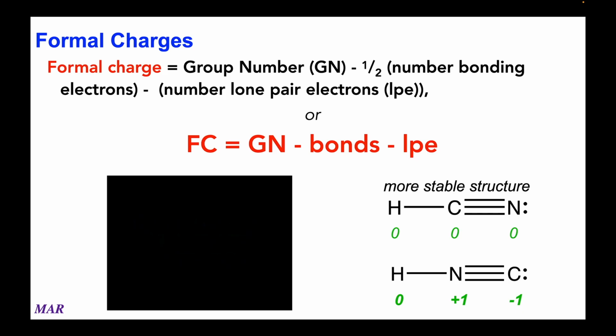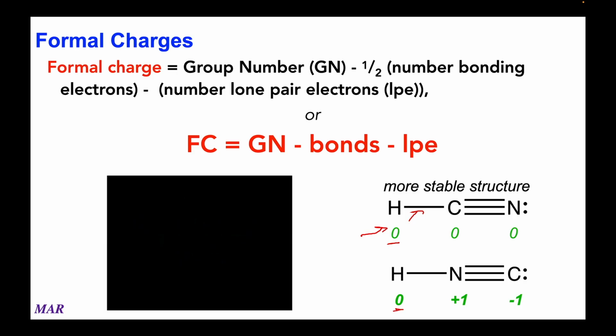And so what you would do is you draw the Lewis structure and then calculate the formal charge. So for hydrogen, which is pretty easy, hydrogen has a group number of 1. That's the 1A on the periodic table. It has one bond, the hydrogen-carbon bond. So we'd have group number 1 minus 1 bond. Hydrogen has no lone pair electrons. So 1 minus 1 minus 0, that's where the zeros come from. So both of these hydrogens have a formal charge of 0.